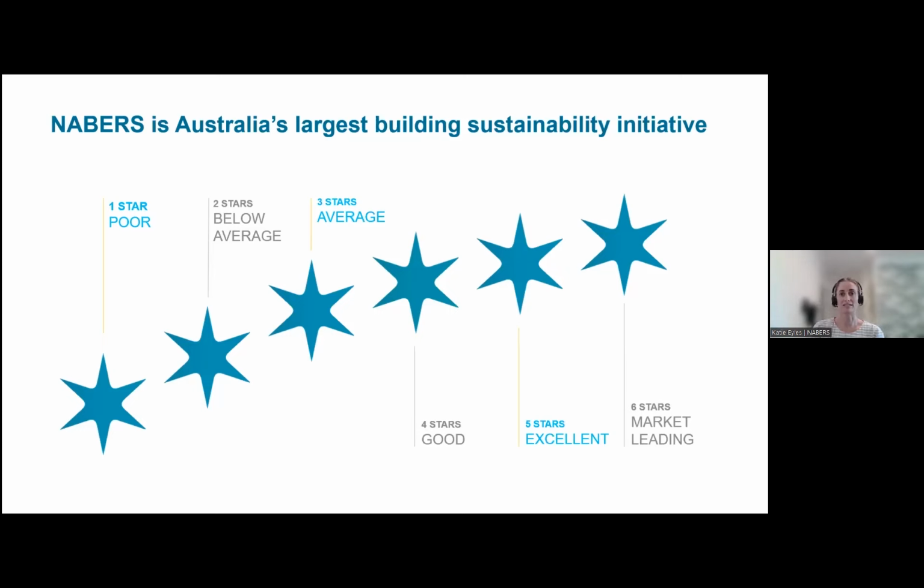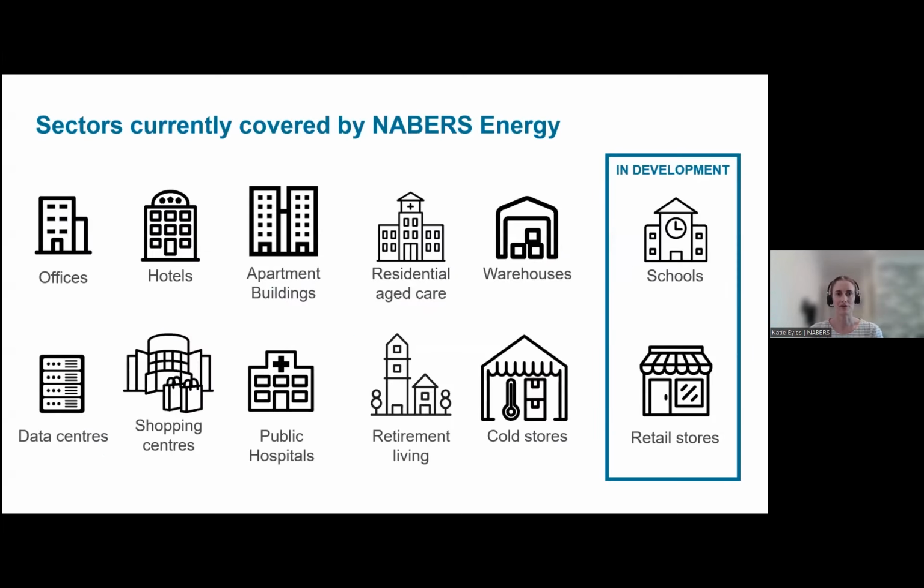NABERS is Australia's largest building sustainability initiative. We have about 70 people in our team, and for context, nearly every large office tower around Australia has a NABERS rating of some kind, whether that's energy, water, waste, or we also do indoor air quality as well. So the sectors that are currently covered by NABERS energy ratings, for example, we cover quite a lot of building types.